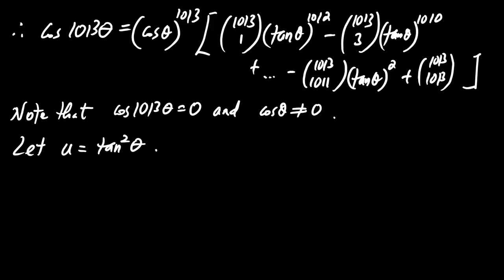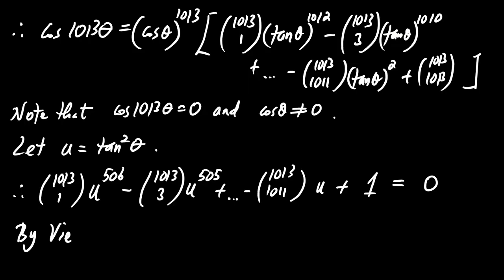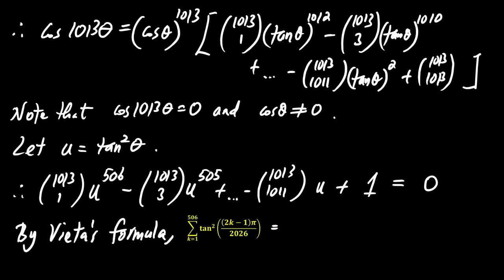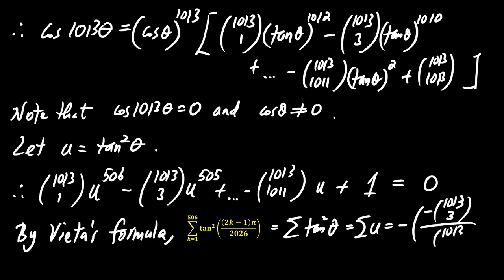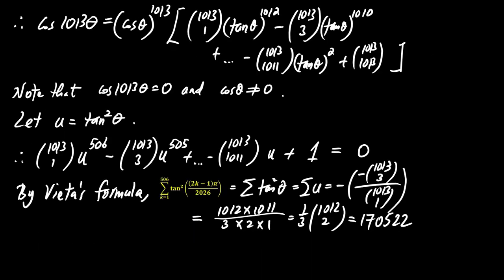Next, let u be tangent squared theta. This transforms our equation into a degree 506 polynomial in u, given by. Vieta's formulas, the sum of all these tangent squared terms, which is the sum of the roots of this polynomial, is given by the negative of the ratio, which simplifies to 170,522. This is our final result.